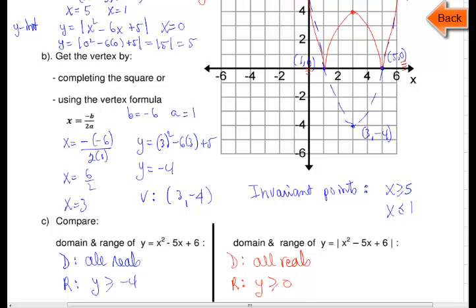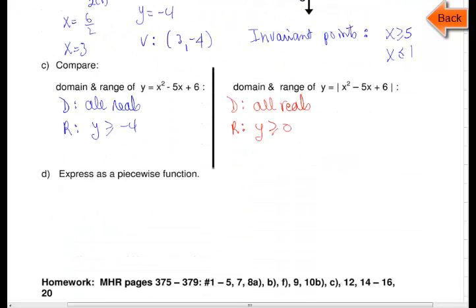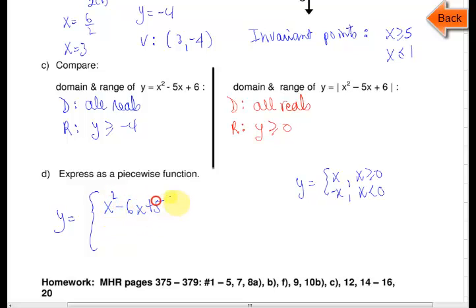Okay, and now let's write in our piecewise function. Okay, we go y equals. All right, and remember, we're going to use this as our model. Okay, and so our related function, x squared minus 6x plus 5, and then the negative version of that. Okay, and then if, and if.